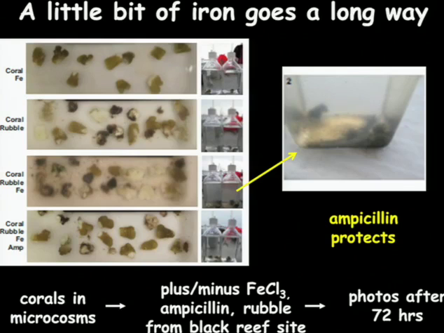What we'll see is that all of the corals, for the most part, live. There's a little bit of death, but not a lot. However, if we take coral and add rubble and then add iron, all of the corals die. And if we add coral, rubble, iron, and an antibiotic, all of the corals live. What's interesting, and we don't understand the chemistry of this, is that in this experiment we get a black precipitate falling out of solution, which is not iron, it's sulfur.